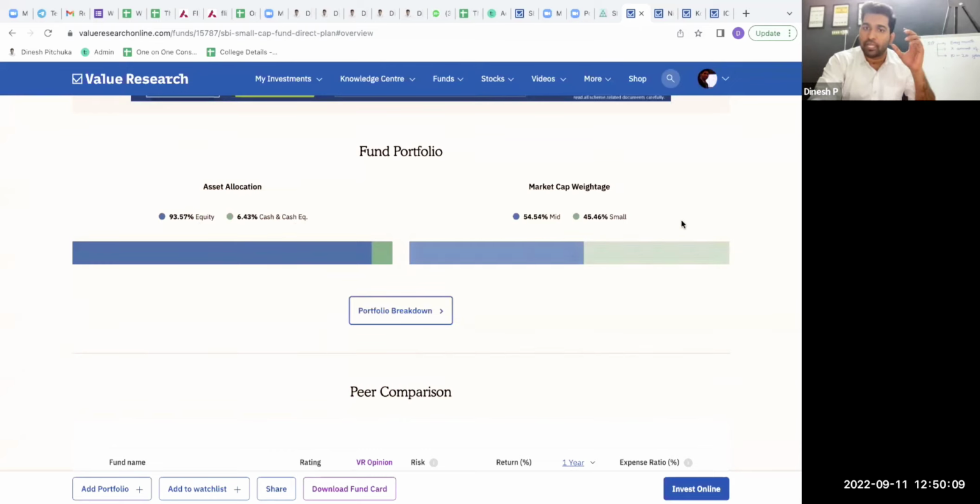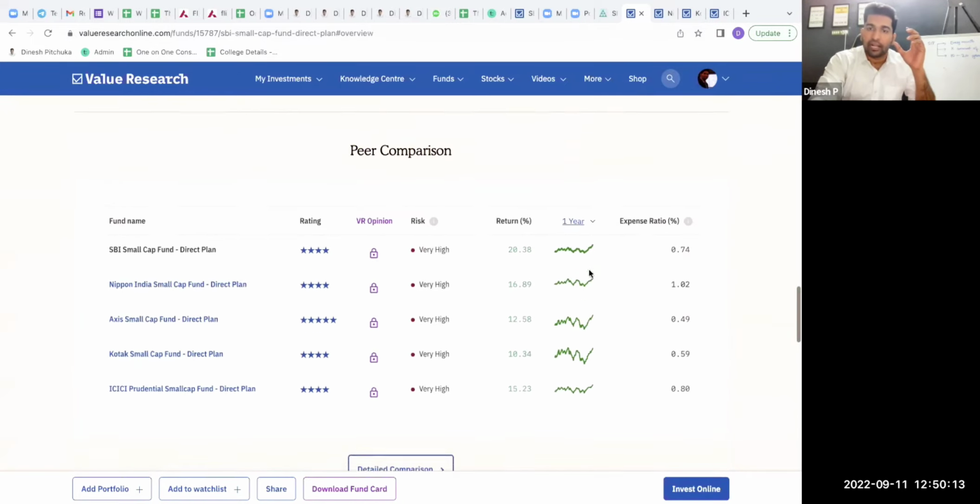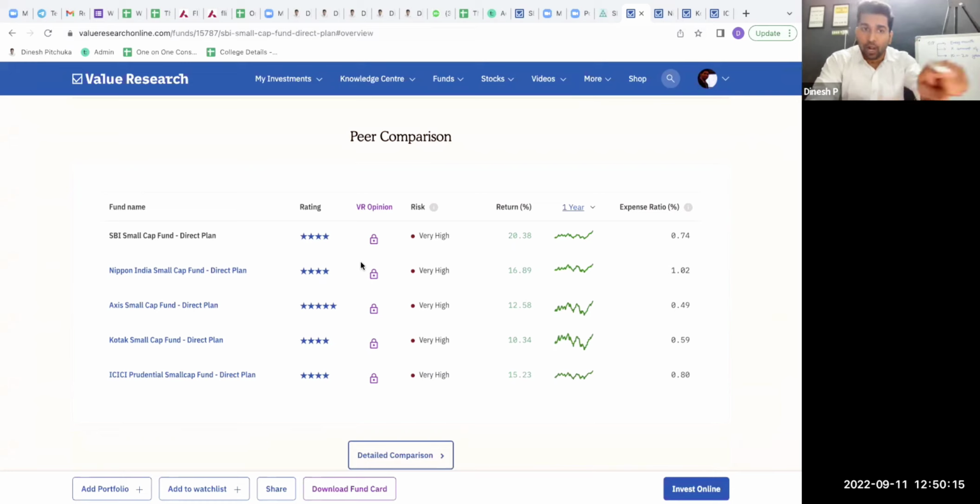Okay, mid cap and small cap, how much has been split. And then peer comparison. Like what we did now for SBI small cap, you have to do it for others also, so that you will be able to understand and compare very clearly. For Nippon, how is the return over 5 years, 10 years, like that you have to see. So, small cap, SBI small cap fund.